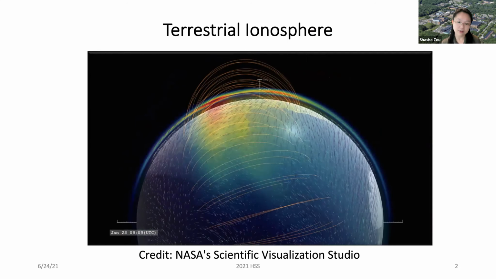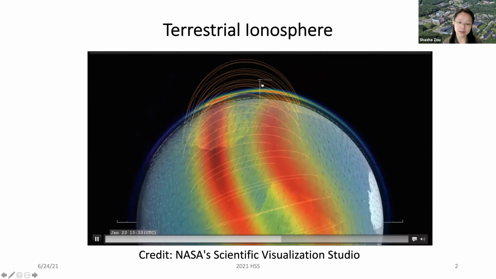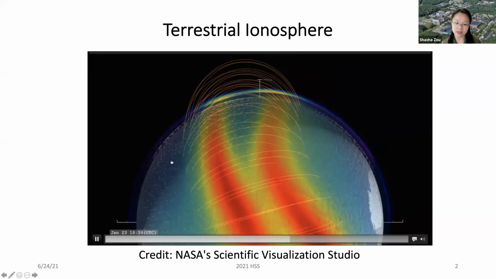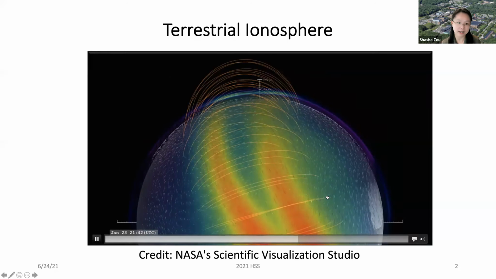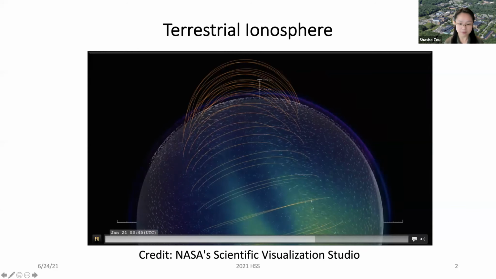And this is a different view, and you can see here is the magnetic field near the equator, and you can see those vectors of the thermospheric winds. They are very dynamic. Okay, so we'll learn all of those today.